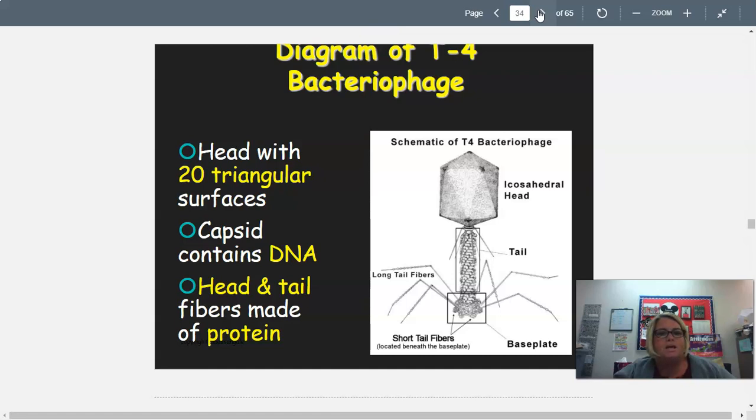Okay, so this icosahedral head, it's 20 triangular surfaces. Okay, the capsid contains the DNA. The head and the tail fibers are made of protein.